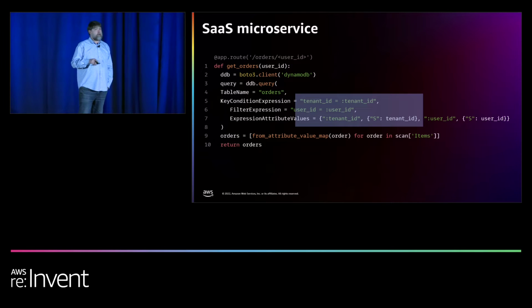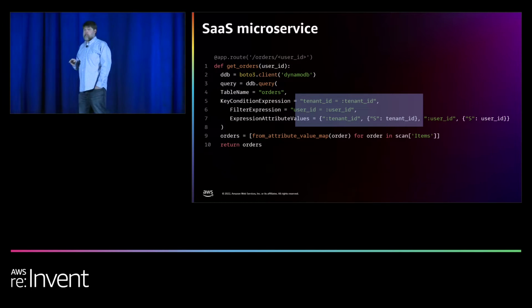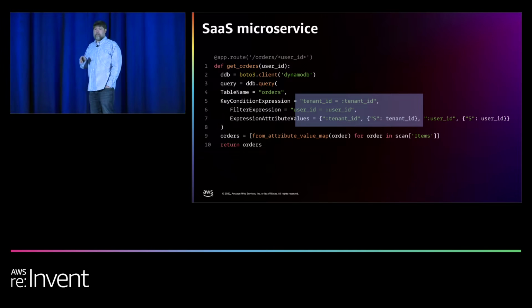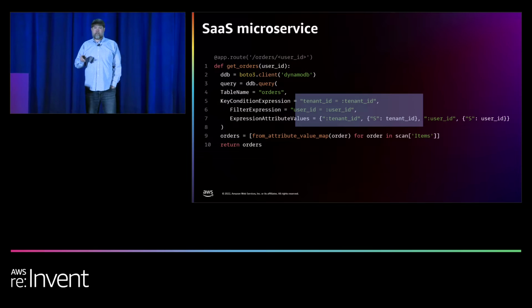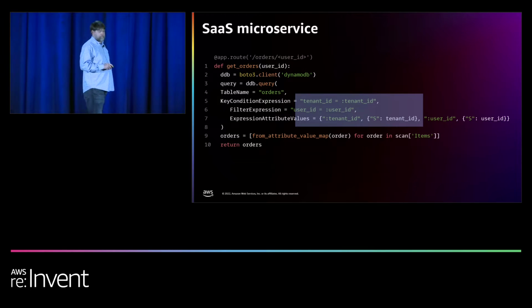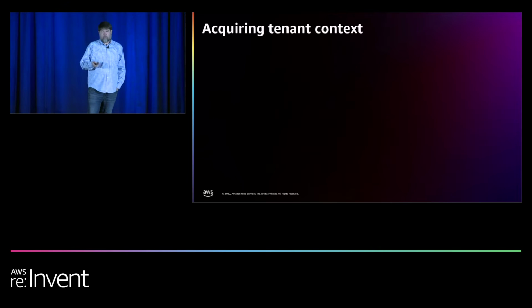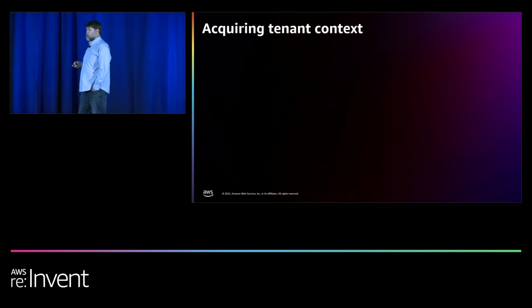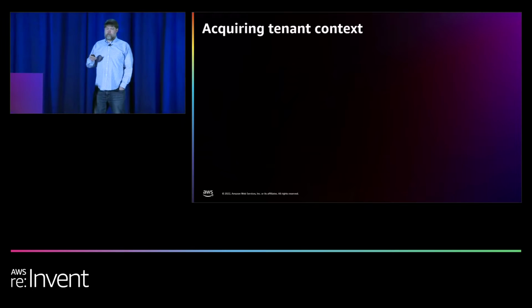We can now do a query instead of a scan. A query is going to be more efficient, it's going to cost you less, it's going to be faster, and it's going to allow us to use some more advanced security features that we're going to talk about a little bit later. So this is great. We've got our tenant ID in here. We can now use it. How do we get a tenant ID? Where does it come from? Well, I suggest that the tenant ID should come through the request.